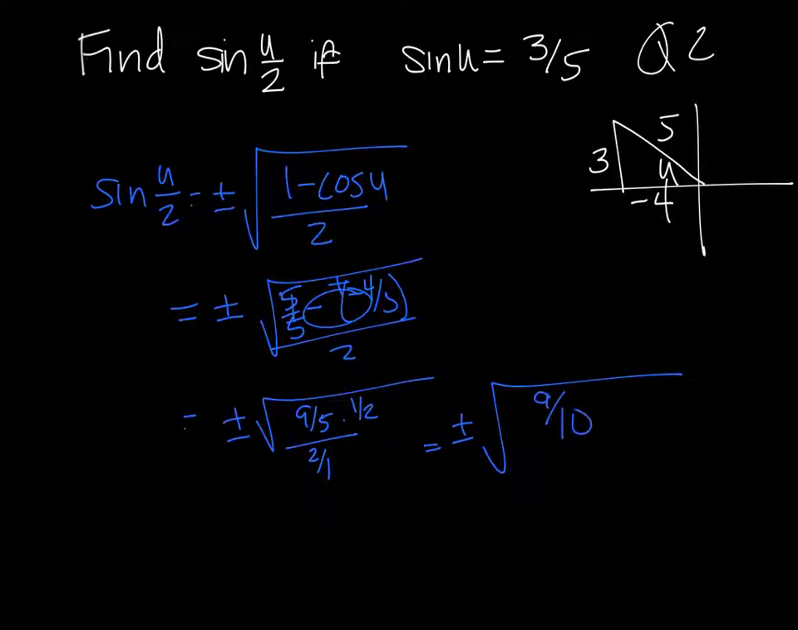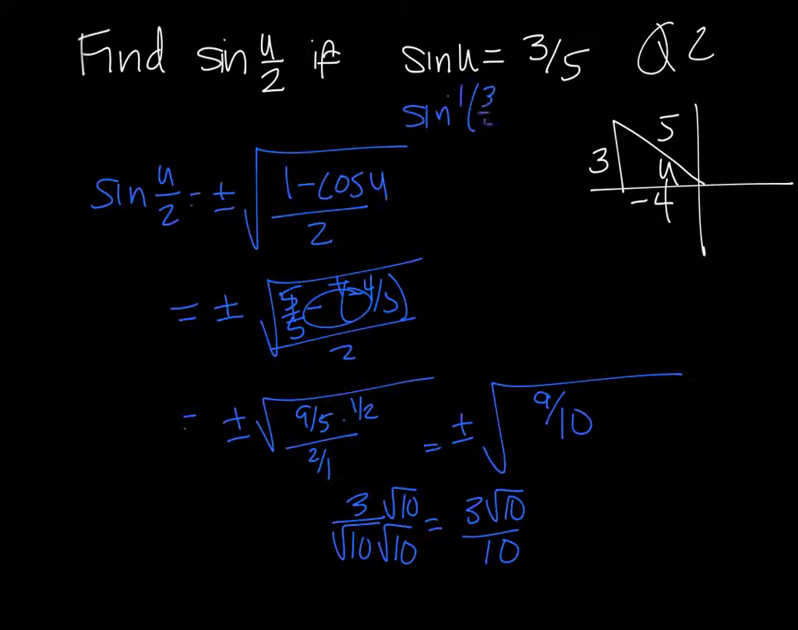All right, so then if we keep on doing our math, we got the square root of 9 on top. That's 3 over the square root of 10. We need to rationalize that. So we get 3 square roots of 10 over 10. Oh, but we need to figure out plus or minus. Let's see here. Sine inverse of 3/5. Right? Let's do that, because I need to know more about my angles.